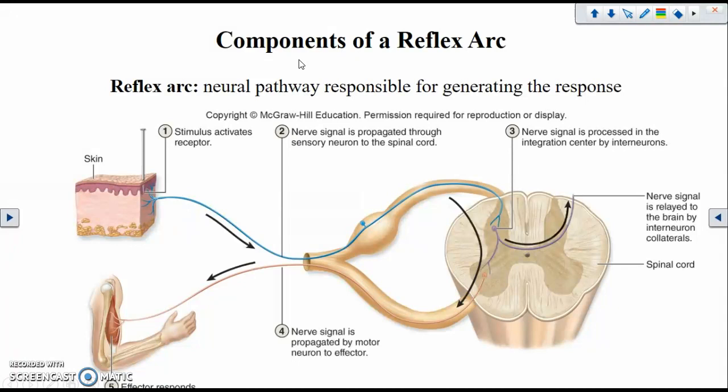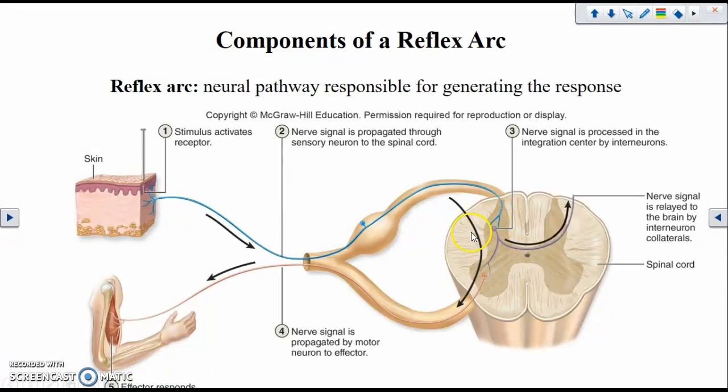All right, so here are the components of a reflex arc. You have a stimulus, and you can see a sensory neuron that travels to the posterior root ganglion, and obviously in this case connects with an interneuron.